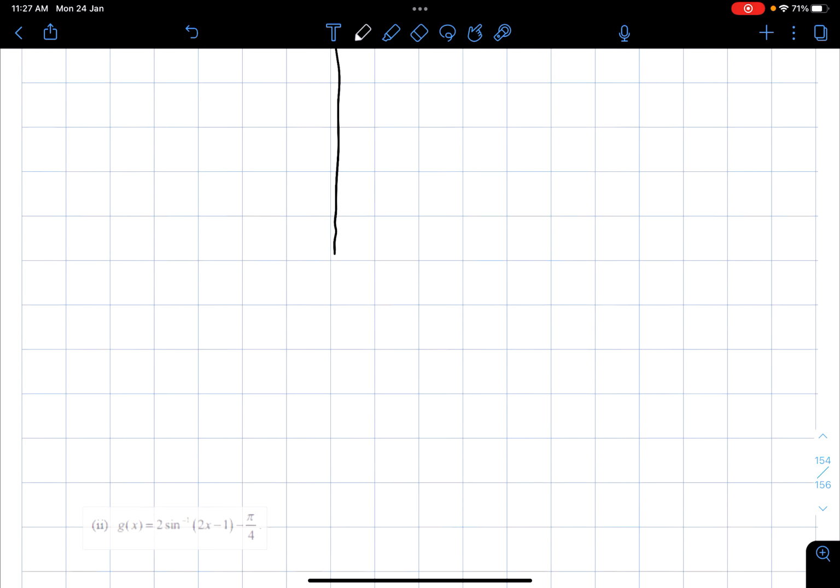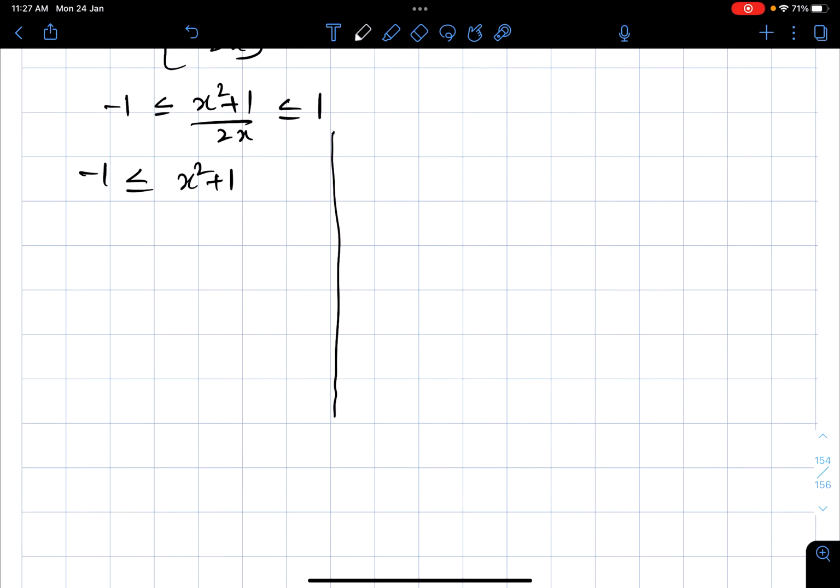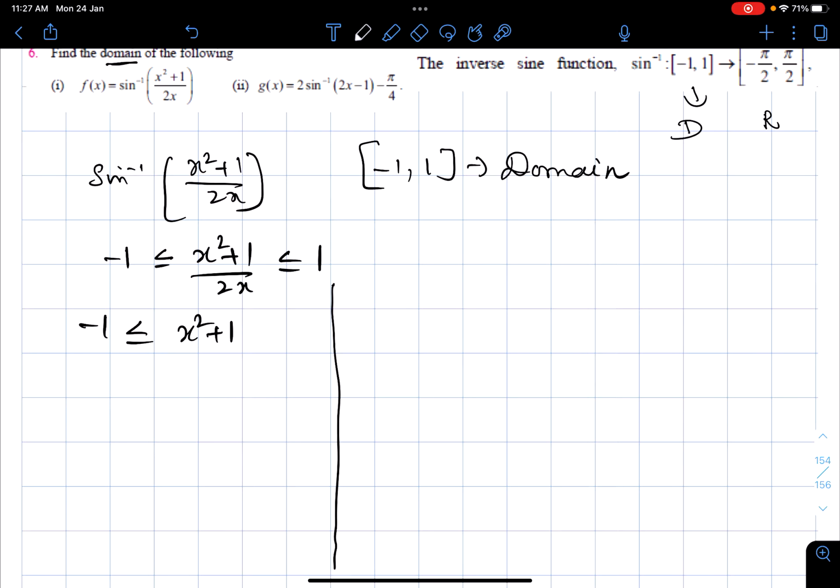subdivision 2, we can see later. Let it be below. And the other part is going to be (x square plus 1) by 2x less than or equal to 1.